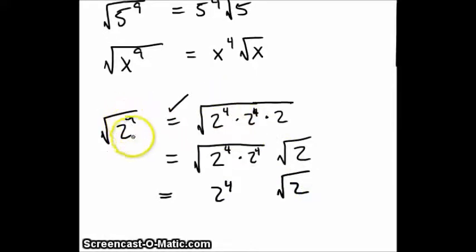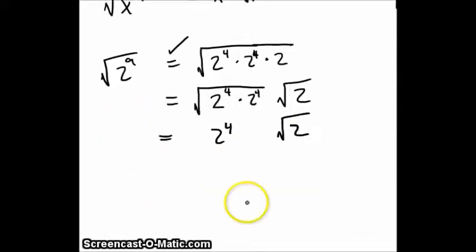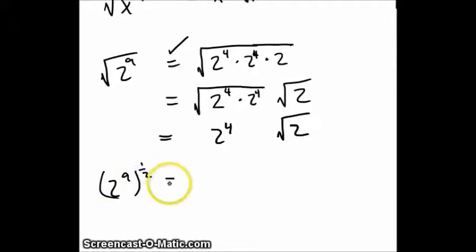So what I'm actually doing is noticing that, again, we talked about this in class, this is actually 2 to the 9th to the 1/2 power. When I raise a base to a power and raise that entire thing to another power, all I'm doing is multiplying my exponents. This is 2 to the 4.5 power. Oh, I'm sorry, 2 to the 4.5 power.